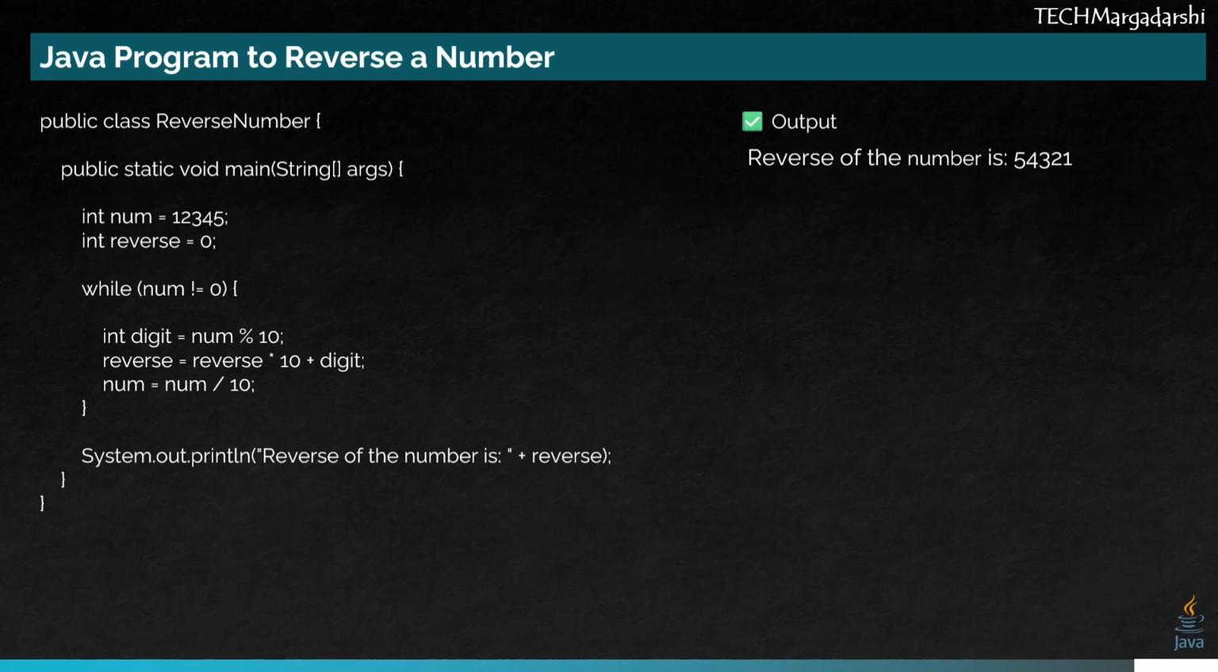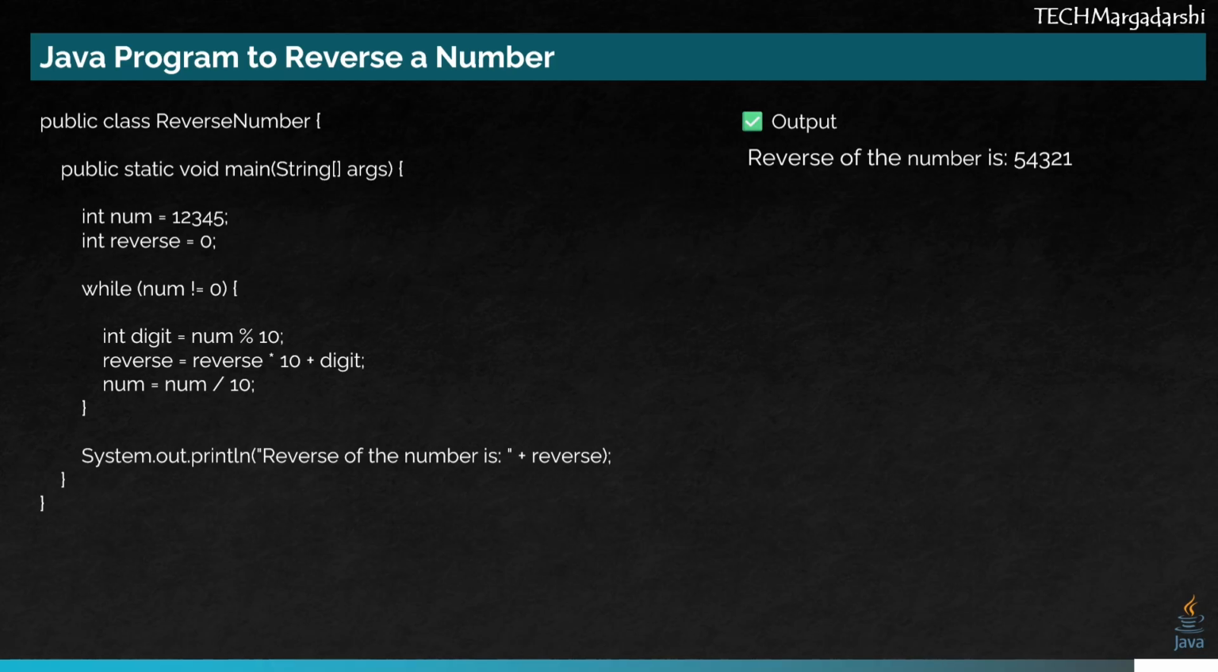First, we take the number 12345 and initialize a variable reverse with 0. We use a while loop to extract each digit from the number. The modulus operator %10 gives us the last digit. We then add that digit to reverse after multiplying the existing value by 10. Finally, we use integer division by 10 to remove the last digit from the original number.